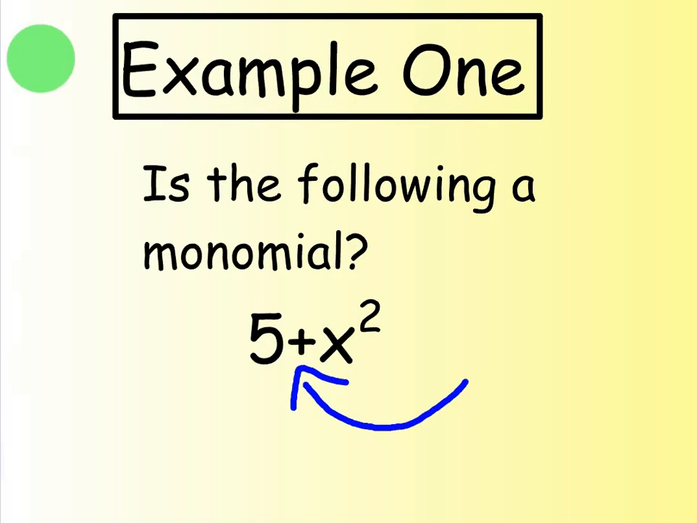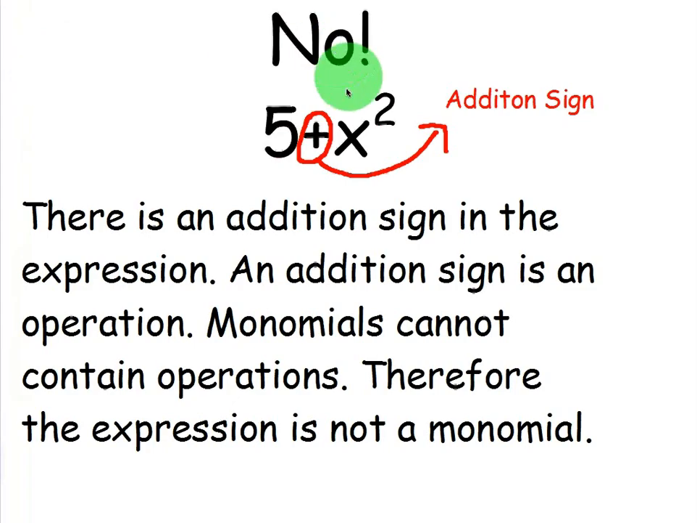Let's go ahead and test our knowledge now. Is the following a monomial? 5 plus x squared. Well, right off the bat, you should be able to see that something's up here with this plus sign, right? We can't have that, so no. It is not a monomial because it's two different expressions.